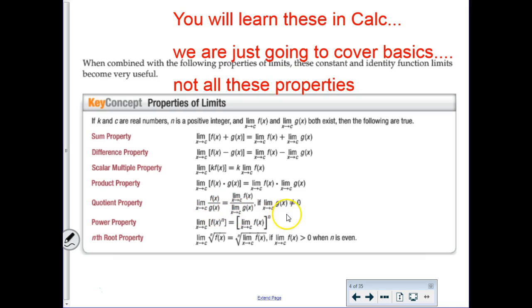Now the division one's a little weird. There's a restriction on here because g of x can't be equal to 0, because we know that would be an undefined issue. The power property is really important. This is like the beginning moment of you understanding a property that will come up again in calculus when you guys start to talk about the next part, which is actually the good part of calc. This beginning part's kind of weird.